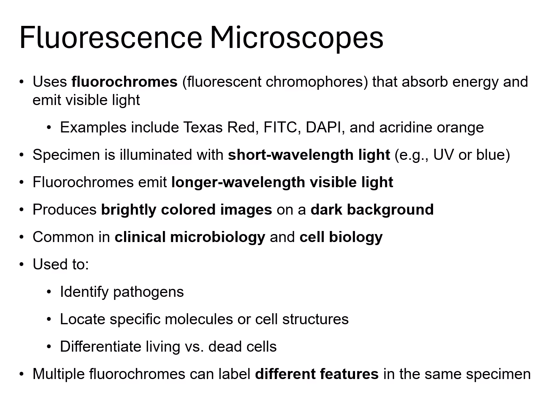Our next type of light microscope is the fluorescent microscope. These use fluorochromes or fluorescent chromophores to highlight something. Remember, these chromophores are going to absorb higher energy, short wavelength light like UV or blue light and emit lower energy, longer wavelength light, some kind of color we can see. Examples of these chromophores include Texas red or DAPI. You might see others in your reading. And they're going to end up producing colored images against a dark background.